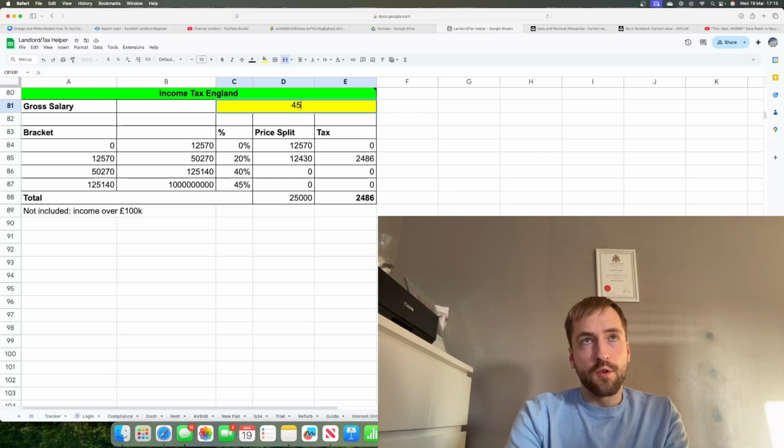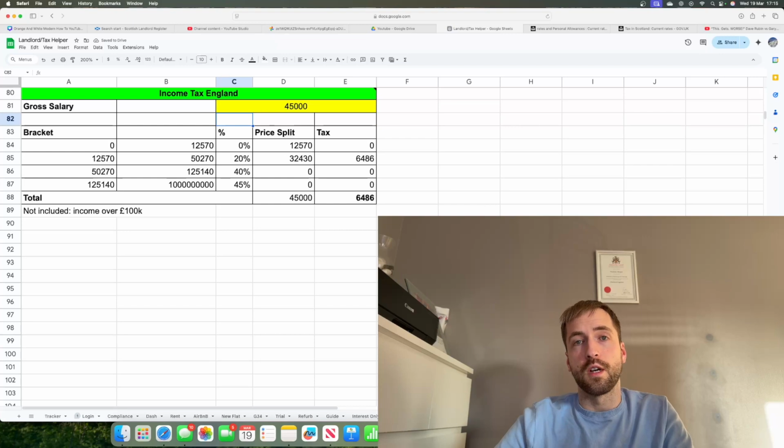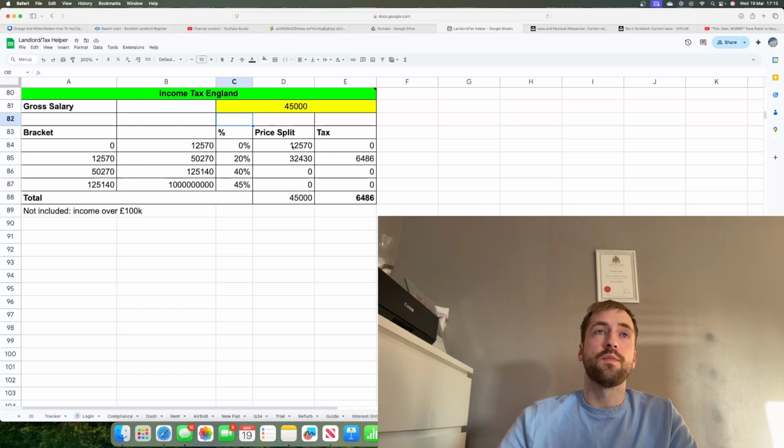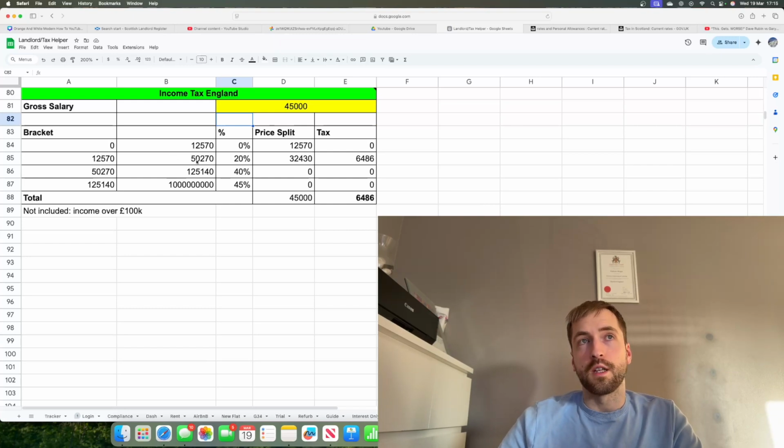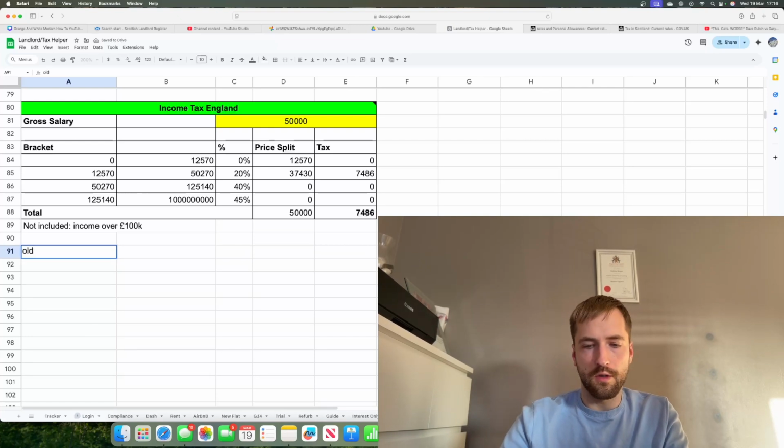Say a higher salary of 45,000, exactly the same. You're still under the £50,000 bracket. You're still in the 20% bracket. Therefore, again, with a £45,000 salary, first 12.5k is your tax-free allowance, so that gets taxed at 0%. And then anything above that gets taxed at 20%. In this case, the remainder is 32,430. 20% tax, you're going to pay £6,486. So relatively straightforward.